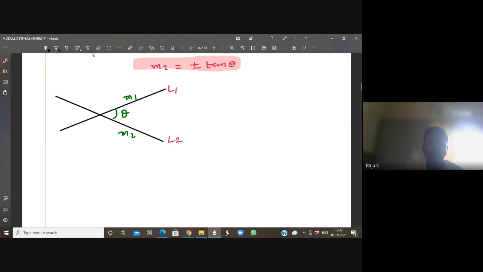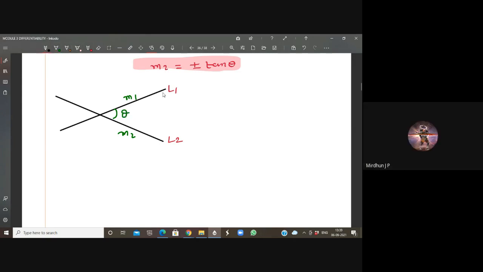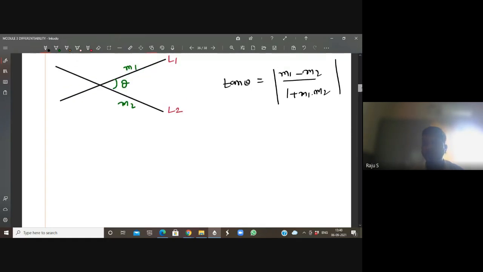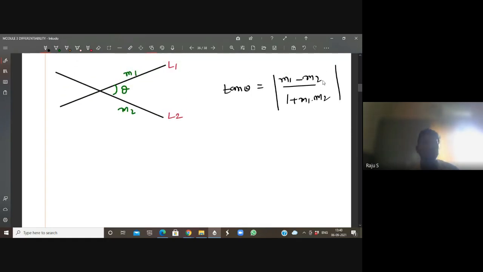Let us take theta. Then we have the formula itself: tan theta is equal to modulus of (m1 minus m2) by (1 plus m1 into m2). Very important formula. Got it? We can use this formula, which gives theta, the acute angle between two different lines.